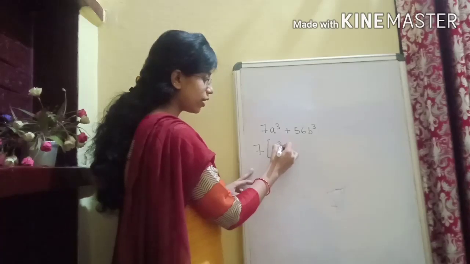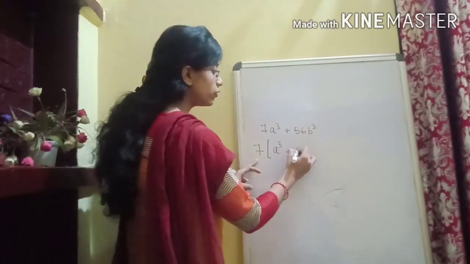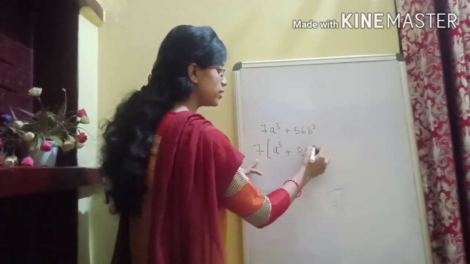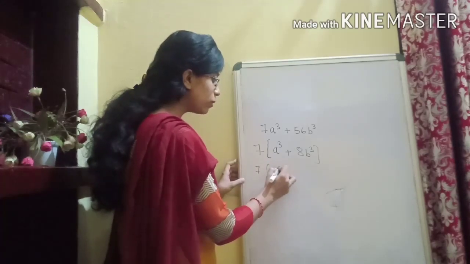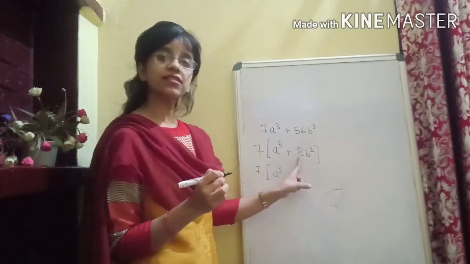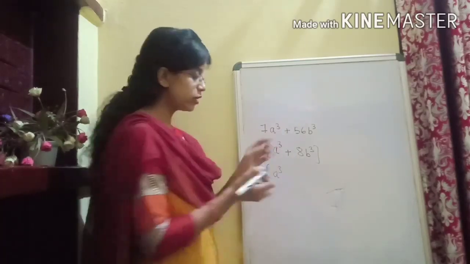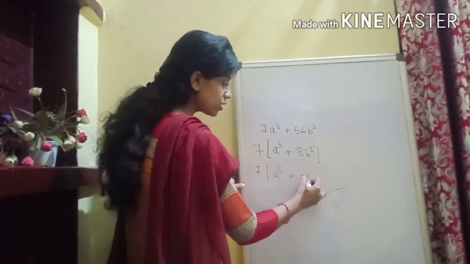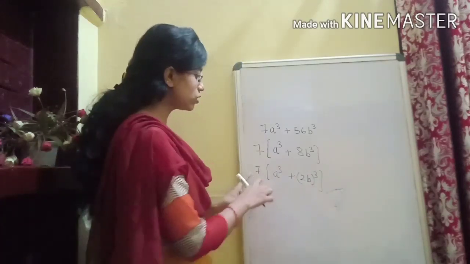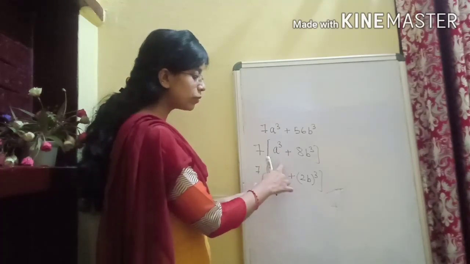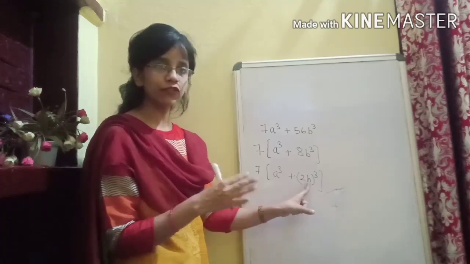So we can take 7 common, then what are we left with? Here we are left with a cube plus. Now since from 56 we have taken 7 common, so there will be 8b cube, isn't it? Now 8 as it is already a cube, this can also be written as a cube of a number 2. So together we can write it as 2b whole cube. Is it correct? Now you see, this is something a cube plus b cube, where your a is a but b is 2b if you compare.